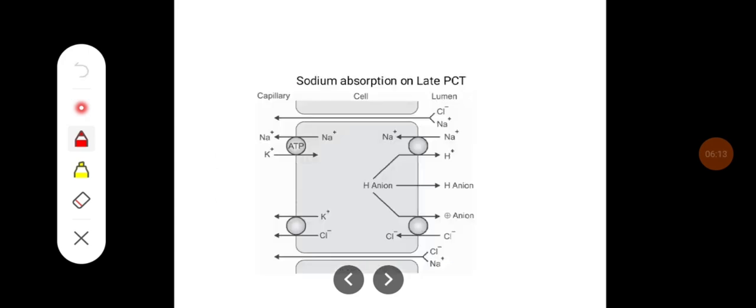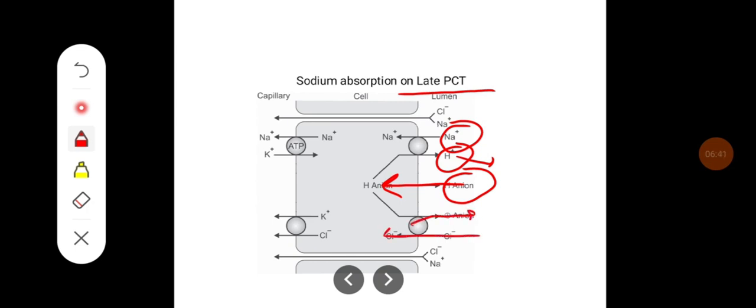So this is a diagram showing sodium reabsorption in the late PCT, where sodium is mainly reabsorbed in exchange with hydrogen ion, and this hydrogen ion makes a complex with anion, and it is going to create a concentration gradient which can be easily recycled, and so this gets dissociated, and the anion is antiported with chloride ions, and thus the net effect will be absorption of sodium with chloride.